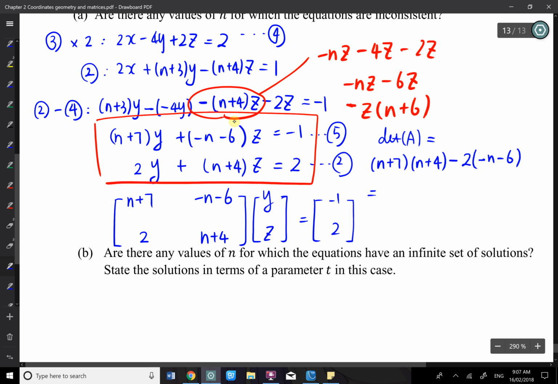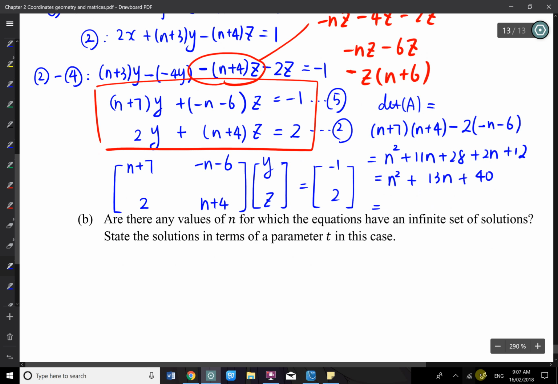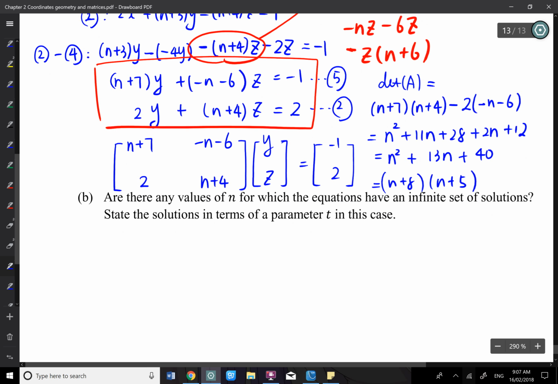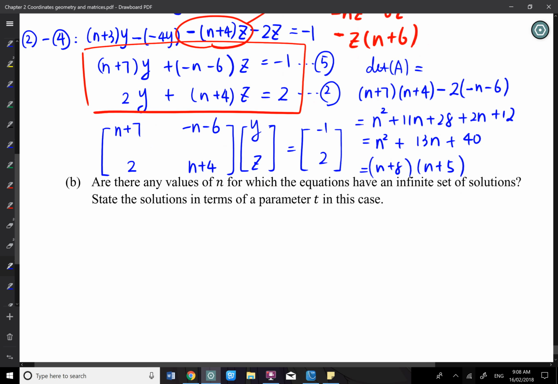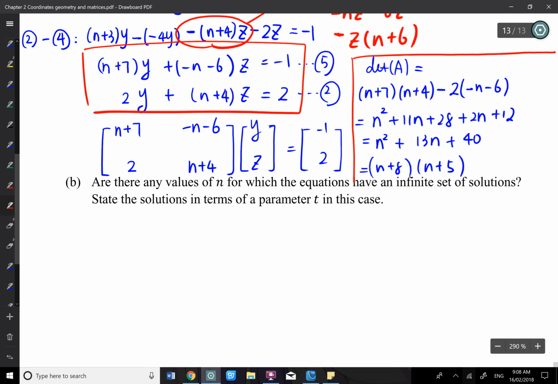I'll expand it. n squared plus 7n and 4n, 11n, plus 28 plus 2n plus 12. n squared plus 13n plus 40. And that's n plus 8 and n plus 5. That's the determinant between the y and z.